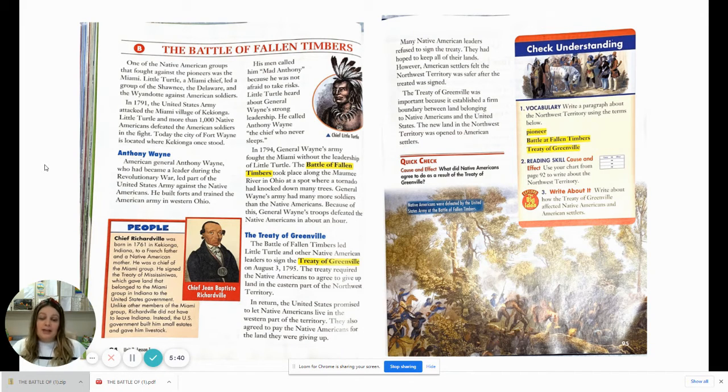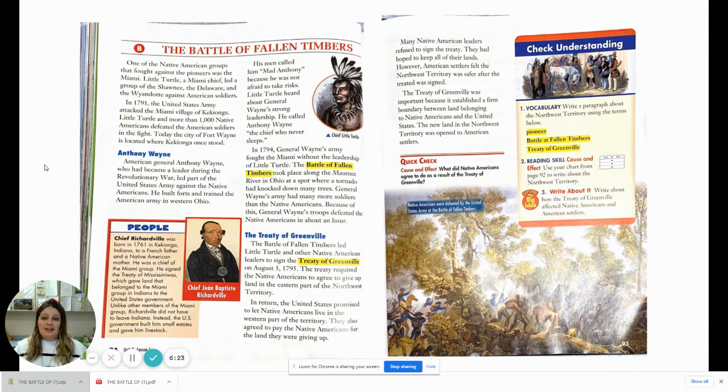This is a part that I really want you to take away from the lesson today. The Treaty of Greenville was important because it established a firm boundary between land belonging to Native Americans and the United States. The new land in the Northwest Territory was open to American settlers. So the Treaty of Greenville eventually leads to Indiana becoming a state. The way that they divided it up, Indiana now is on the west side of this Northwest Territory, but now there's starting to be boundaries. They're going to have to figure out how to divide up this land.